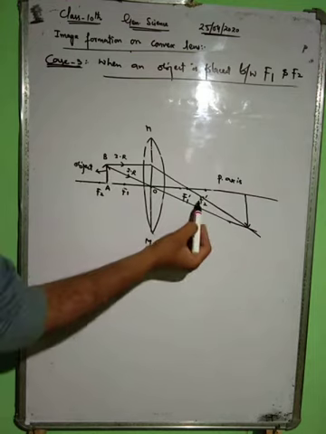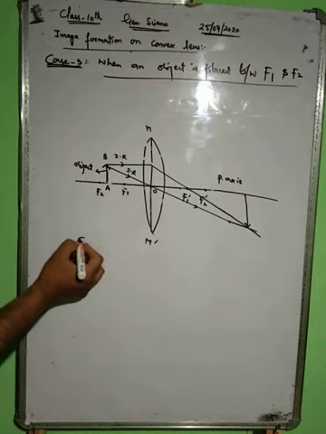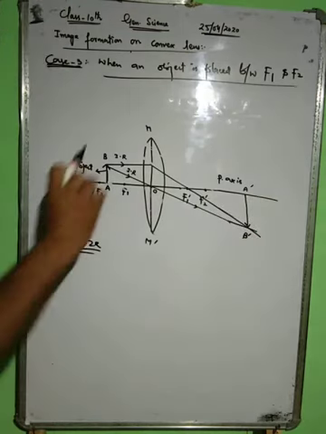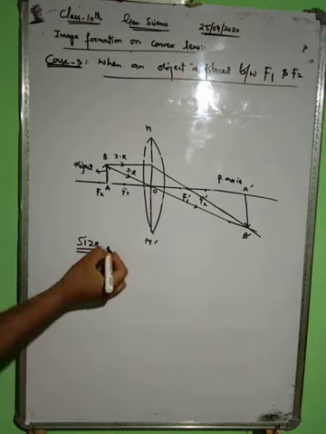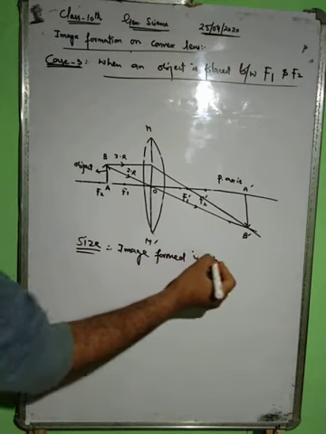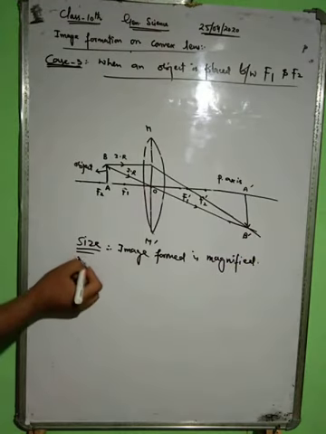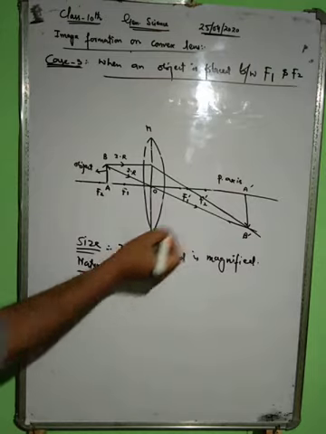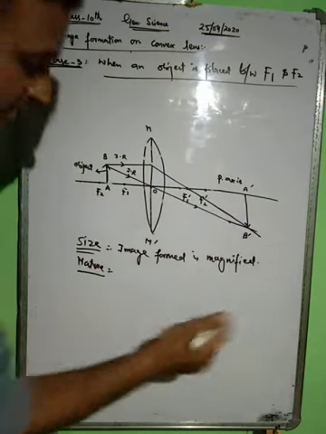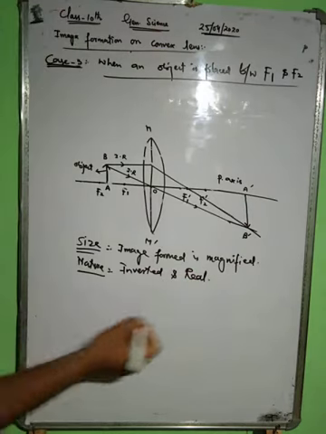और कहाँ पे image बन गई? This is F2 dash, और ये F2 dash से पीछे बन गई बेटा. तो आपने explain करना है size, nature and position. तो सबसे पहले size की बात जब आएगी, A' B', तो image का size जाहिर सी बात है object के size से बड़ा है. So we can say image formed is magnified. Nature. हाँ, क्या है image का nature? Real sense में refracted after lens से जब ये light rays pass हो रहे हैं तो real sense में intersect कर रहे हैं, तो image जो यहाँ पे बन गई है it will be inverted and real.